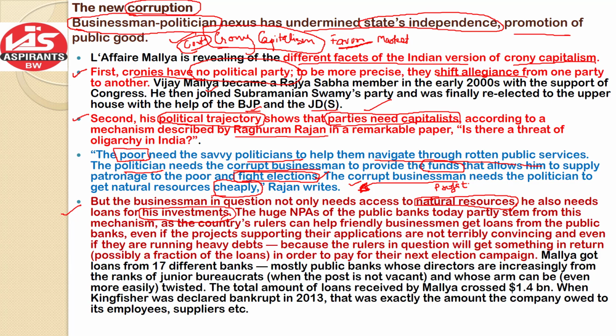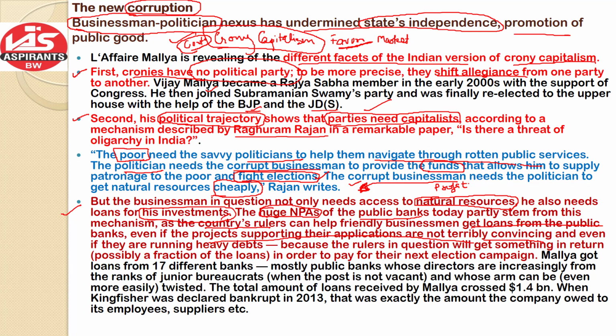And that is the reason that we are now facing the problem of the huge non-performing assets of the public sector banks, because these businessmen get loans when they are friendly with the country's politicians, with the country's rulers. And that's why the politicians help them get loans from these public banks, and these loans are provided to them even if their projects are not at all convincing. So even if their projects are bad, even then they are getting loans from the public sector banks.